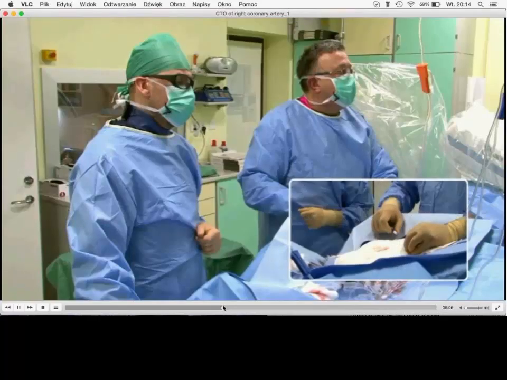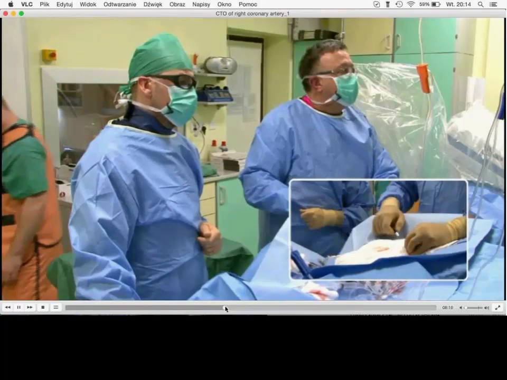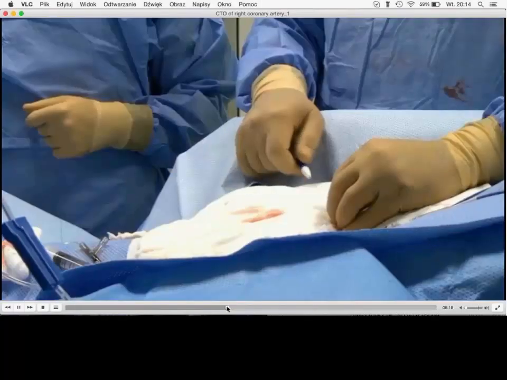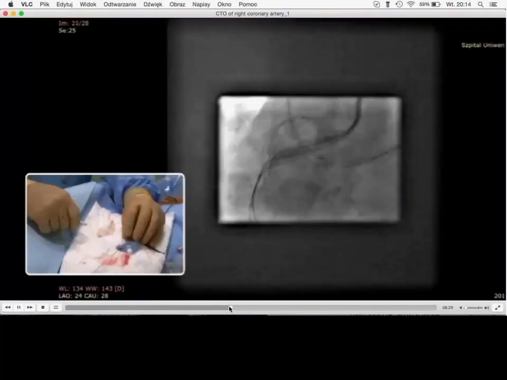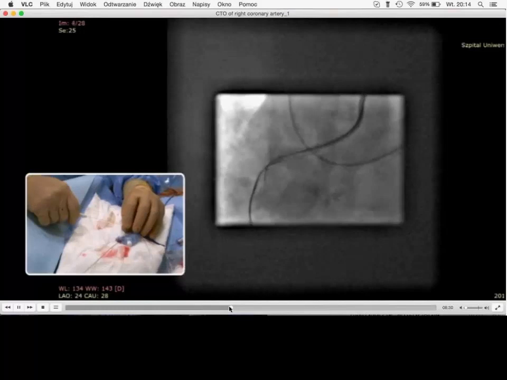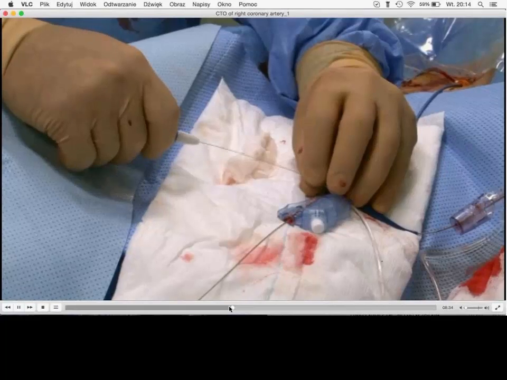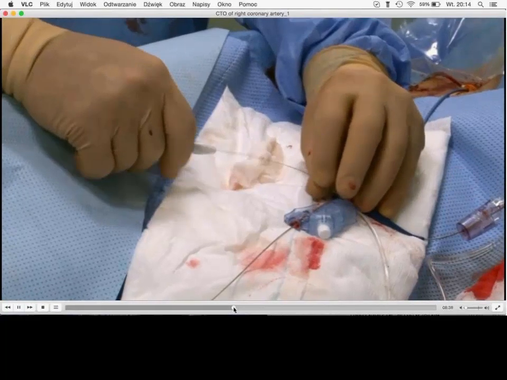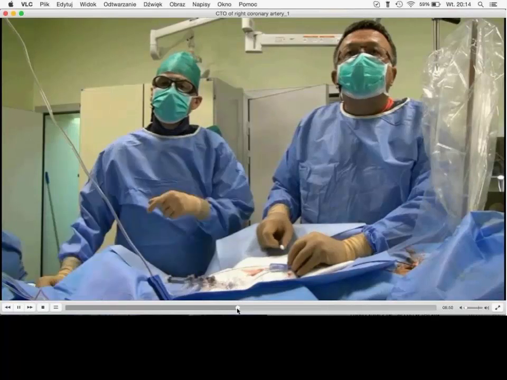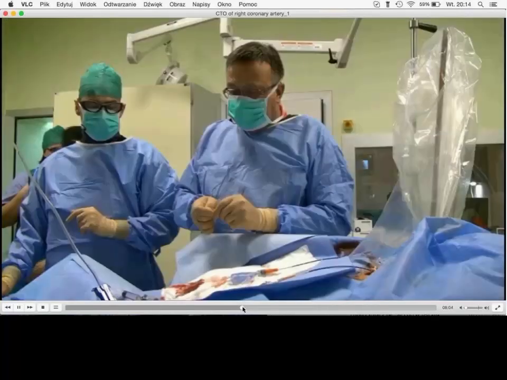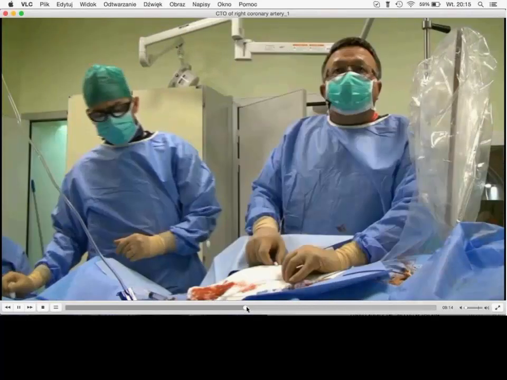to enter retrogradely to integrate the wire, but finally we decided, here is the, this is a Confianza wire. Okay, so you're still trying to go retrograde through the true lumen to the other side? Yeah, I tried, but it was impossible. So we decided finally, as you will see in a few seconds.